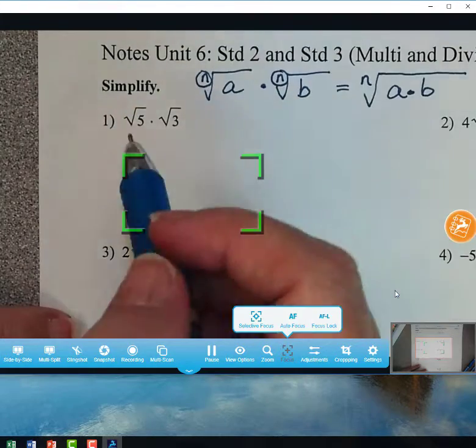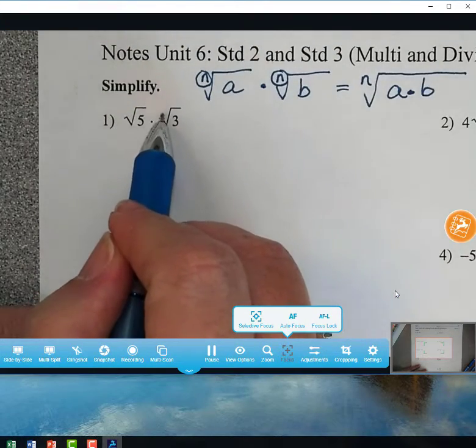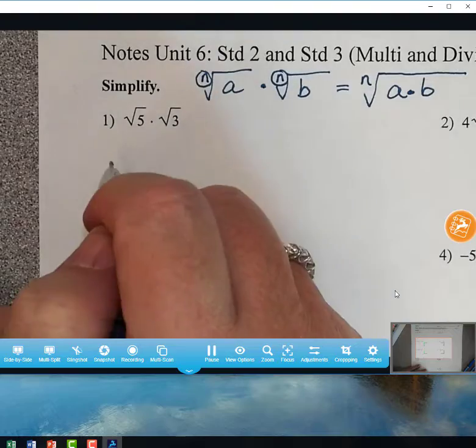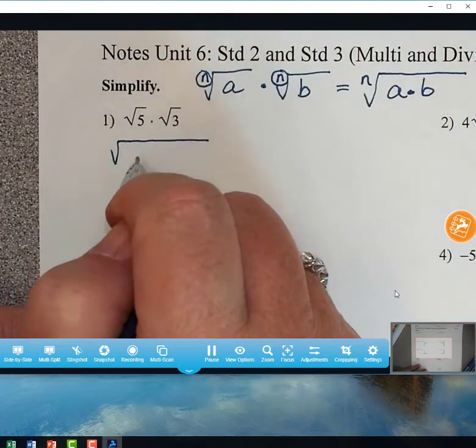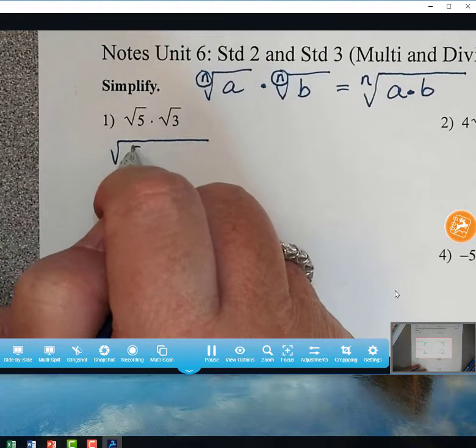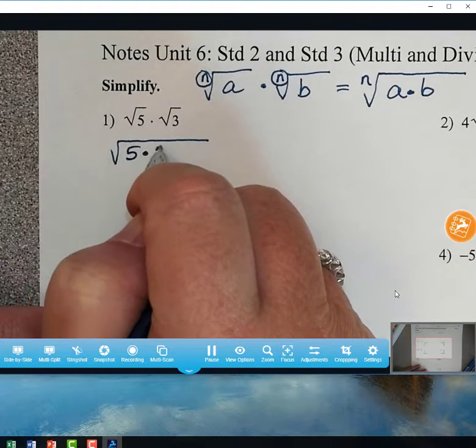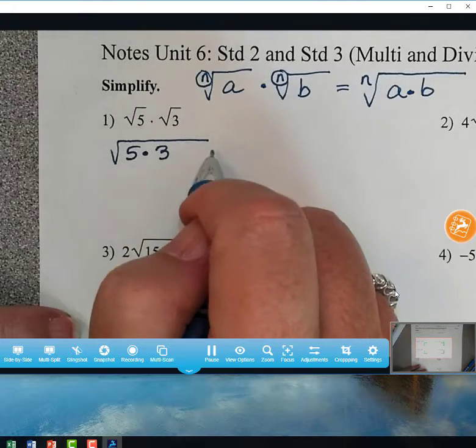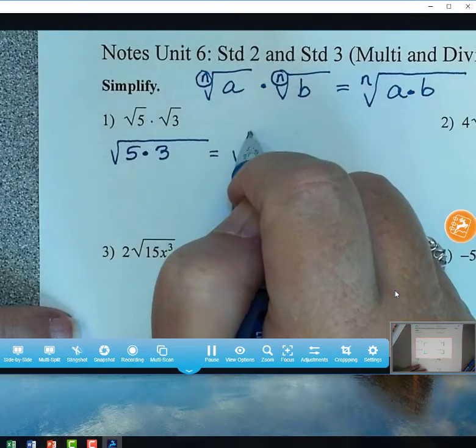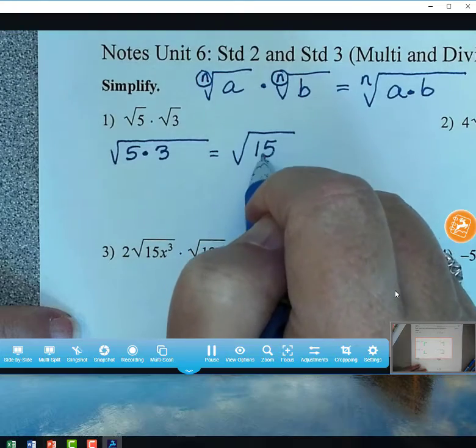So for this first problem right here, it has an index of 2 and an index of 2, so the same index, which means I'm allowed to say the square root of 5 times the square root of 3 is the square root of the quantity 5 times 3. And I'm not going to be able to make a group of 2 out of this. So when I simplify that, I simply will have the square root of 15.